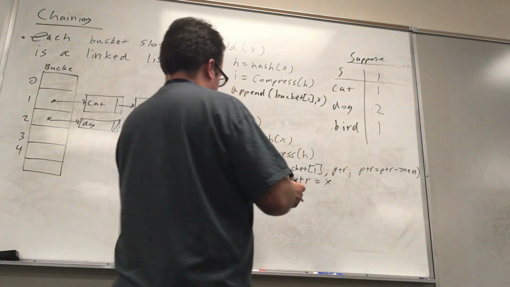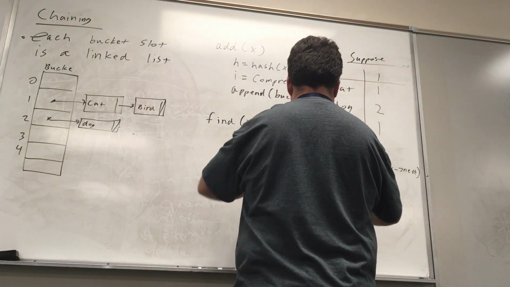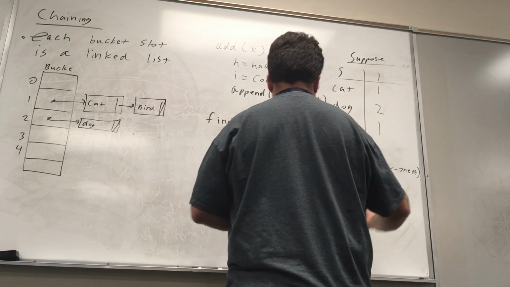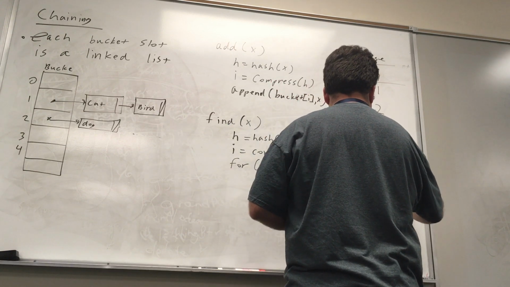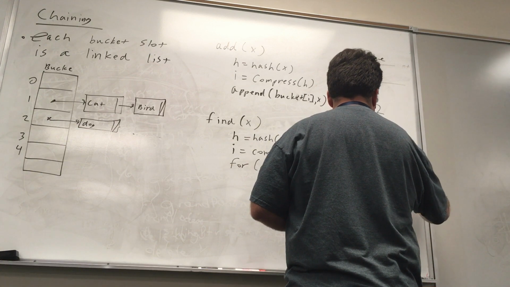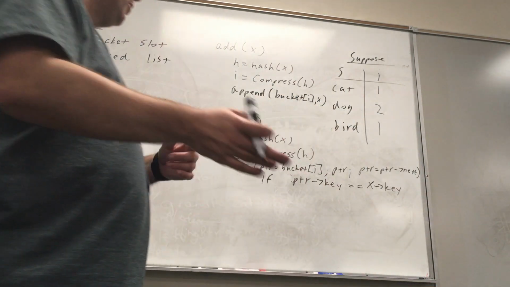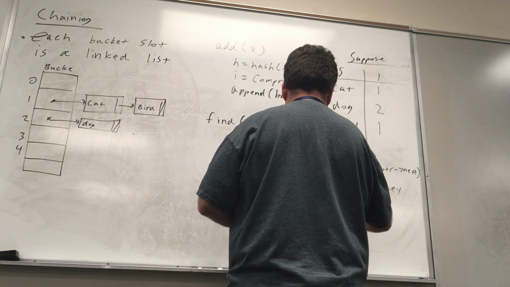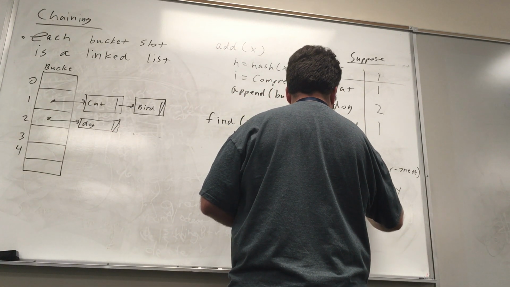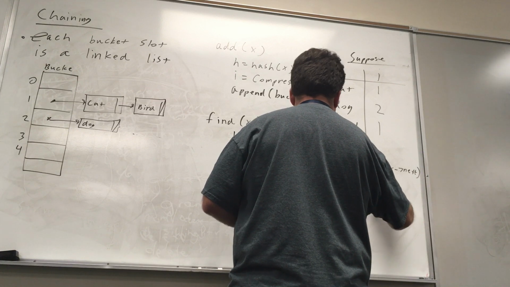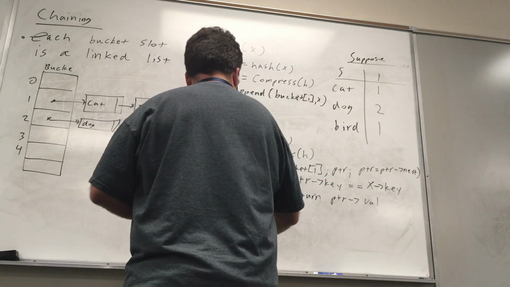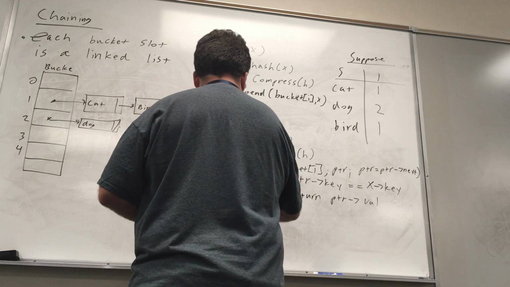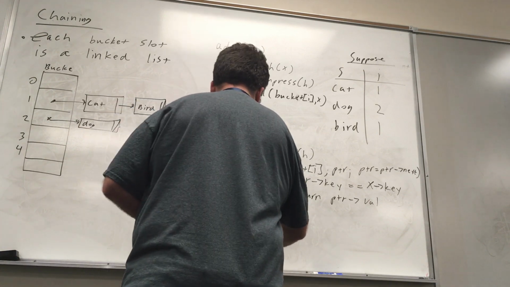or sorry, I should really do it this way. If PTR's arrow key is equal to x arrow key, for instance. So if the pointer's key is equal to that key, then I return the pointer. Or maybe I return pointer's value or something. And then that's the end of my for loop. So this is my if, this is my for. And then otherwise I would return null.